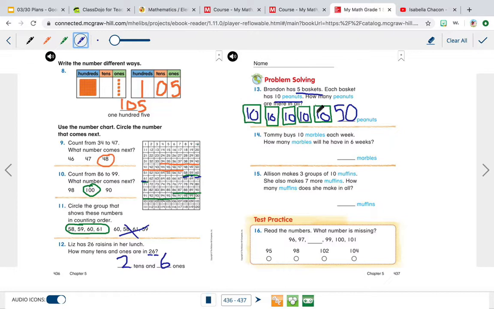If you need to see this again to figure out the problem, watch this video again, but also you can always ask me a question through Class Dojo, okay?